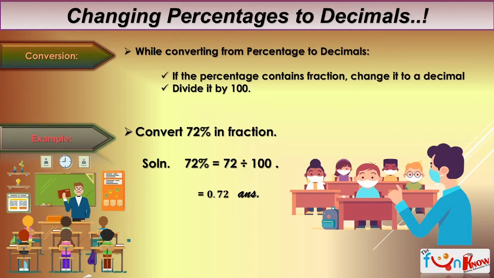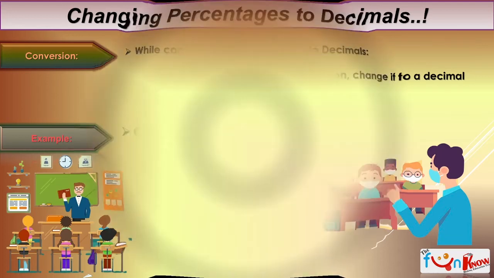That's why 0.72, that means a percentage will be converted to decimal. Students, you have to remember this, like what the question is telling. You have to read the question properly. If the question is asking me to convert to the decimal, or convert to the fraction, you have to remember what the question is telling.